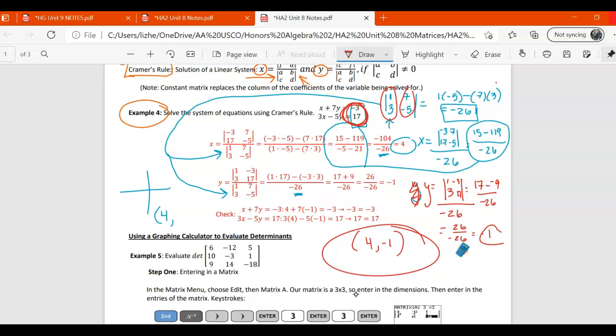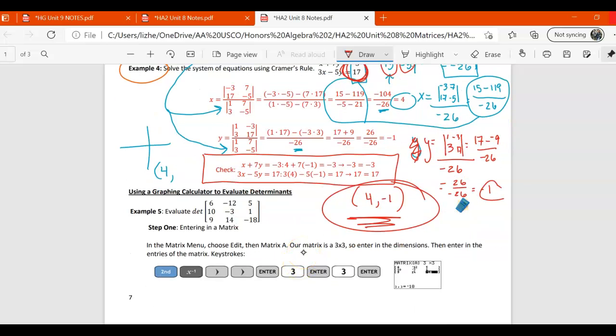There's my answer. And I want you to give me the answers in ordered pair because these are lines on the coordinate plane and you need to give me the ordered pair where they intersect. You can see here that it says to check. So just plug those in and make sure it works.